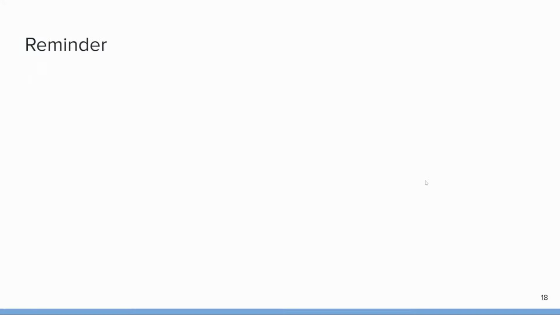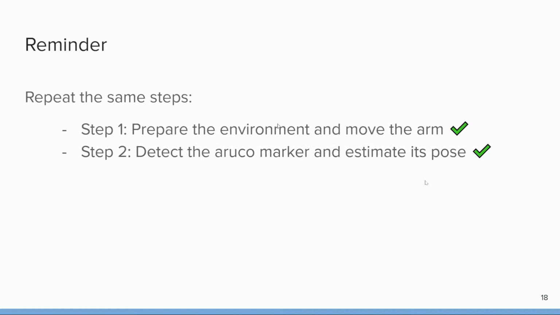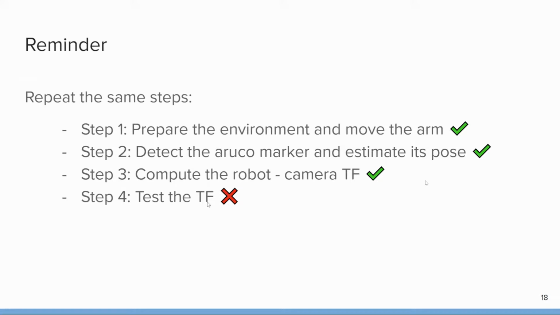Just as a reminder about the steps, in the real environment, we are going to do the same thing. First I started preparing the environment, moving the arm. It was good. Everything was working nicely. The detection also went very smoothly. The estimation of the pose was going well. The third step, I actually computed the robot-camera TF. It was going pretty well. However, when I tested the TF, it was not correct.